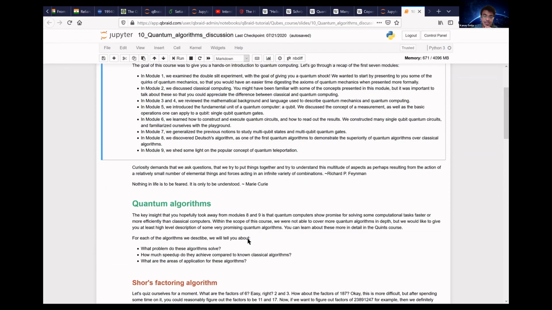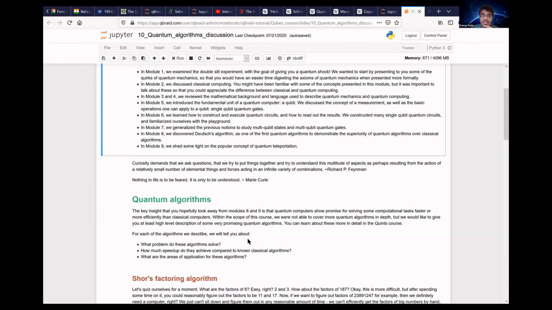And then from that, I would like to quote two people, two of my favorite quotes. Curiosity demands that we ask questions, that we try to put things together and try to understand this multitude of aspects as perhaps resulting from the action of a relatively small number of elemental things and forces acting in an infinite variety of combinations. And another one is: nothing in life is to be feared, it is only to be understood, by none other than Marie Curie. And with that, I hopefully have motivated you.